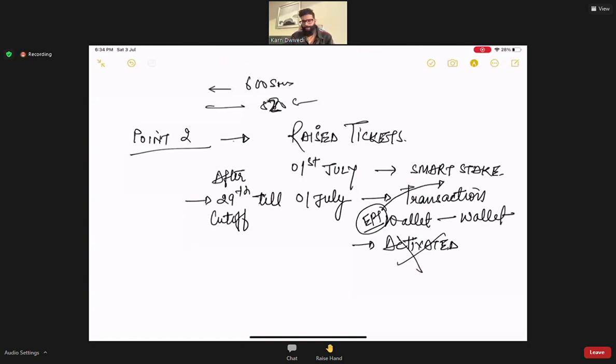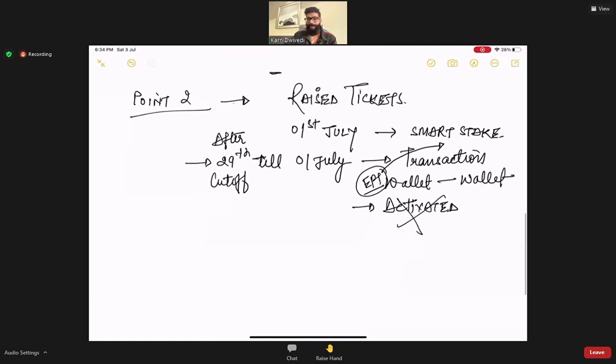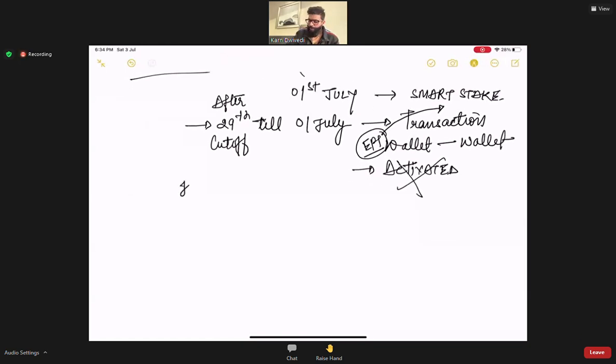I have asked you to raise the tickets. Well, let me tell you something. If you have raised multiple tickets, like for one screenshot, you raised 10 tickets.